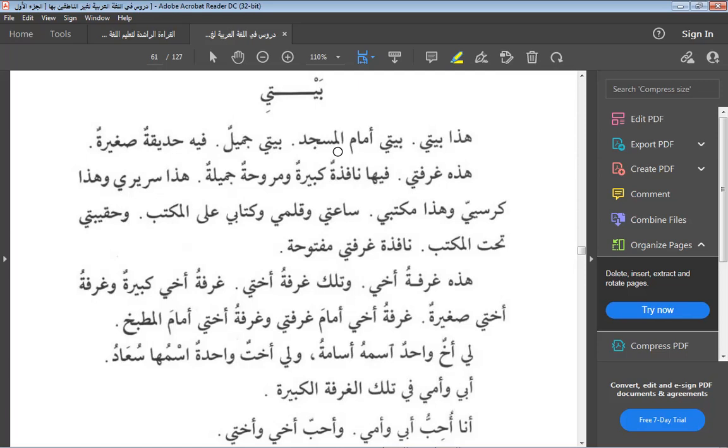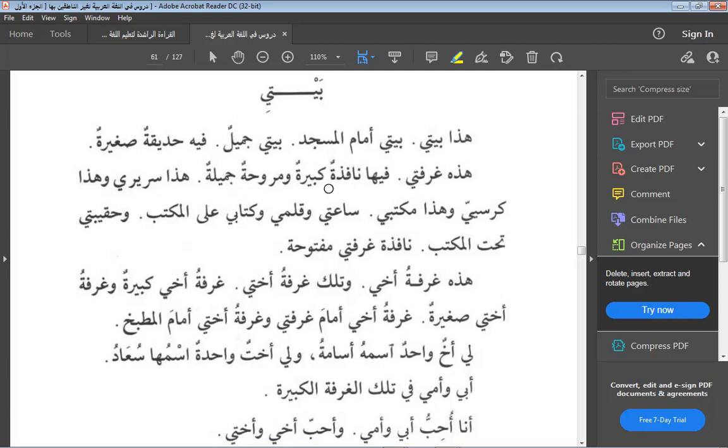Baiti jamilun, my house is beautiful. Fihi hadiqatun, fihi ay fi baiti hadiqatun saghiratun. In my house there is a small garden. And as I've said, hadiqa is a garden with fence that has been fenced. And bustan is a garden without fence. Okay. هذه غرفتي, this is my room.